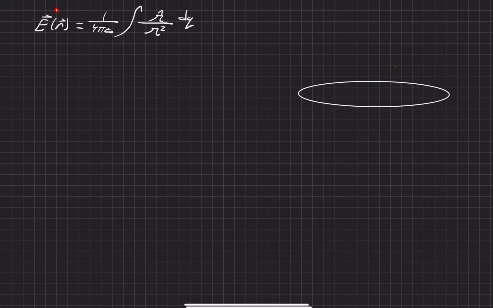Okay, in this problem, we're going to try to find the electric field at some point P that is centered and above a wire loop that has a radius of R and a line charge density of lambda here. And by the way, this point P is at a distance z above the x-axis, right?